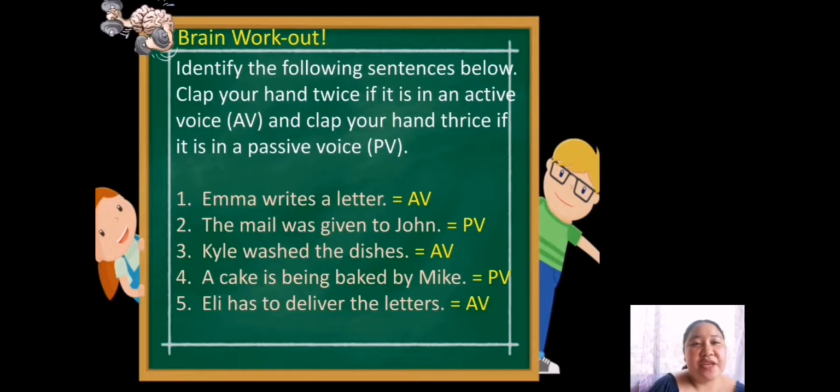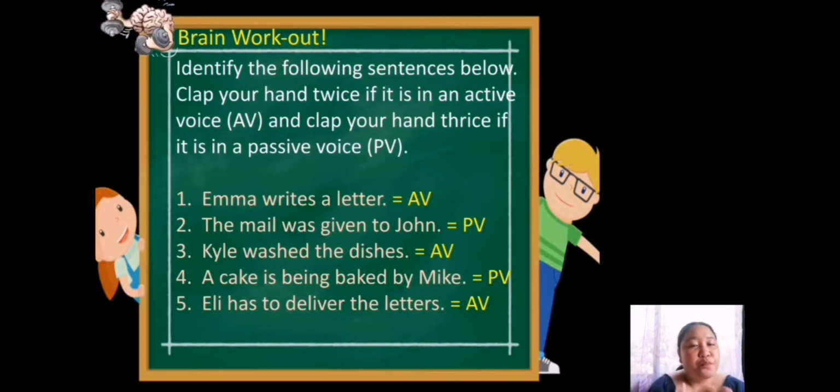Okay, so for the answer, number 1, Emma writes a letter. It is an active voice. So, 1, 2. Number 2, the meal was given to John. So, it is a passive voice. So, 3 times. 1, 2, 3. Number 3, Kyle washed the dishes. It is active voice. So, 2 claps.